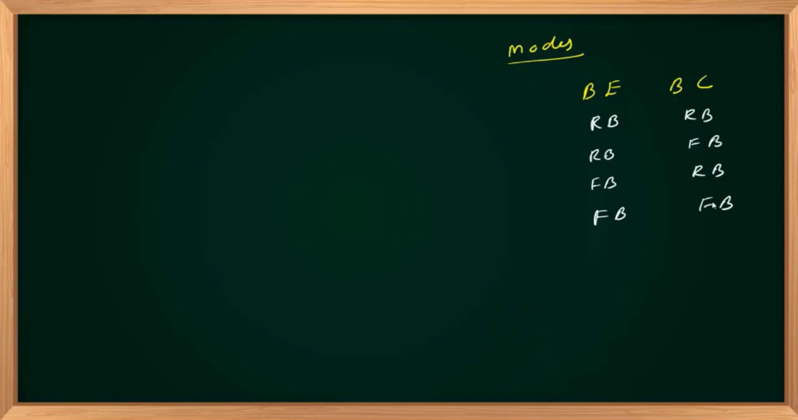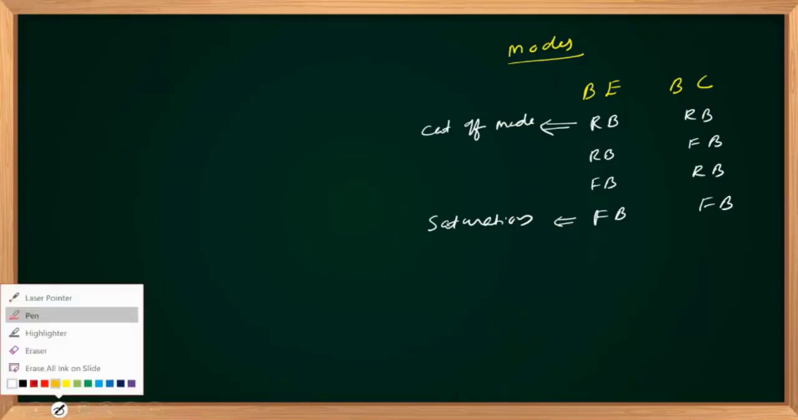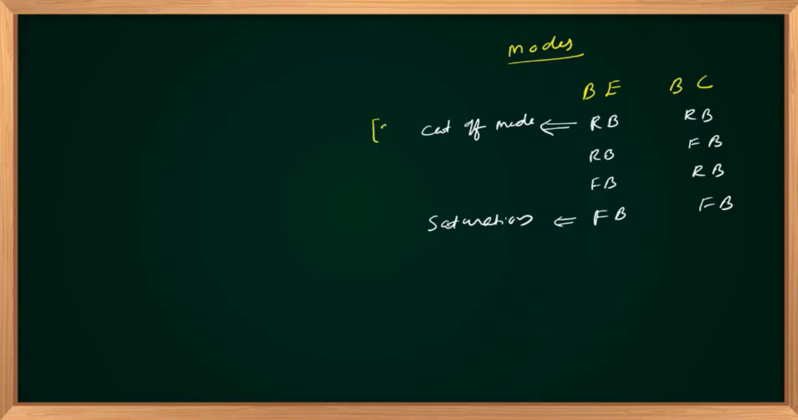Right? The mode with both reverse biased implies cutoff mode or cutoff region of operation. Both forward biased implies a saturation mode of operation. These two regions are common in switching circuits, or if you are operating your transistor as a switch, it will switch between cutoff to saturation or saturation to cutoff, two states.